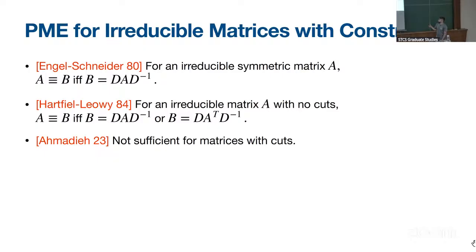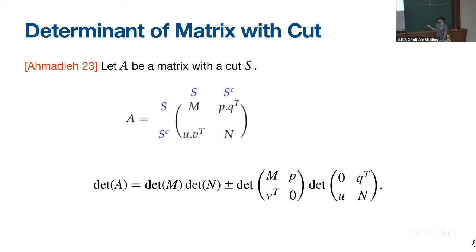So she defined another principal minor preserving operation. And for that, we will first see what is the determinant of a matrix with a cut. So here is this input matrix, and suppose S is a subset of the index set, and it is a cut of this matrix. What do we mean by this cut?